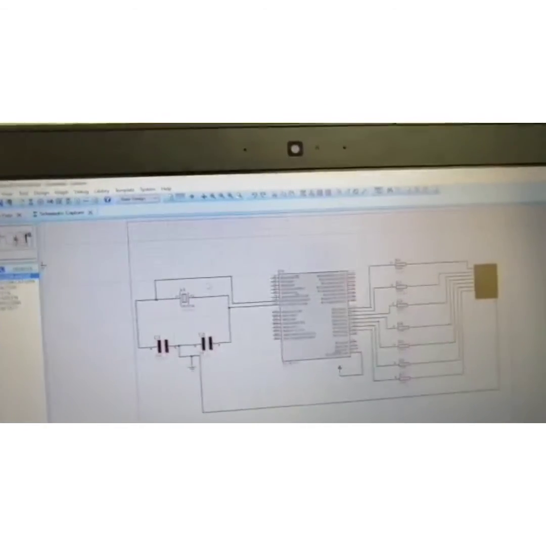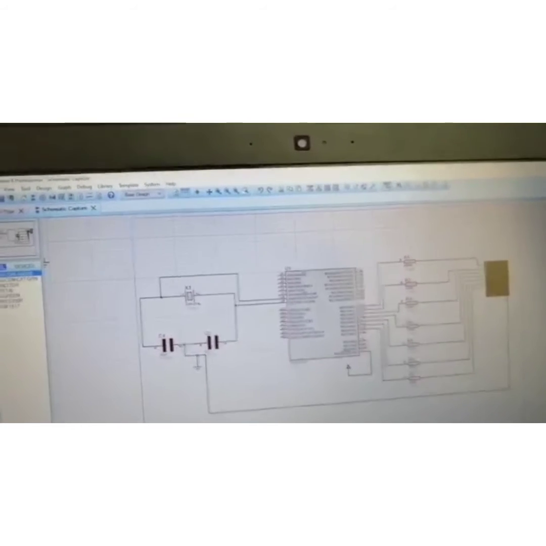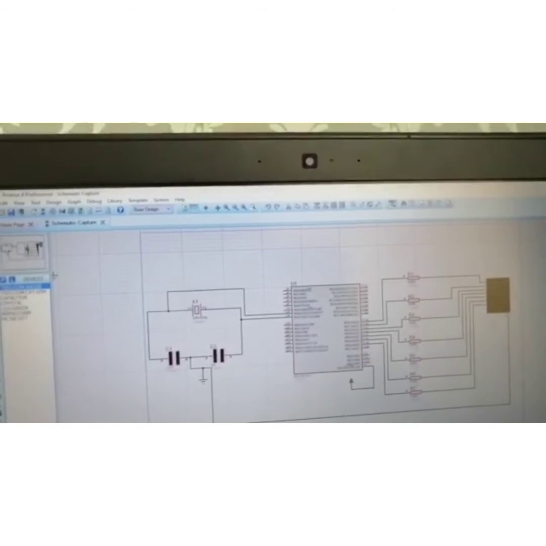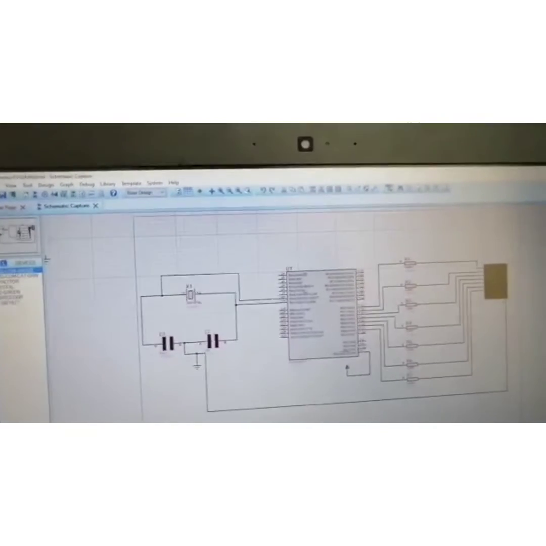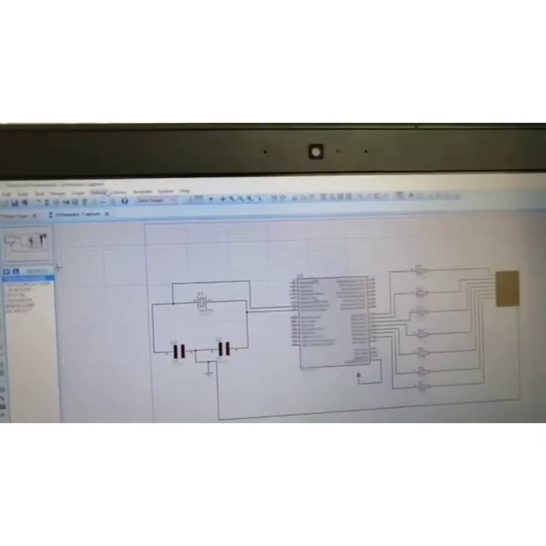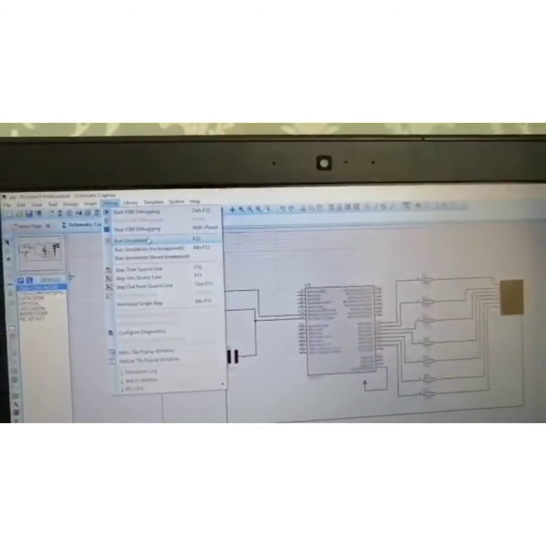When you run the simulation, you can see the 7-segment common anode running from 0 to 9. You can see it when I run the simulation.